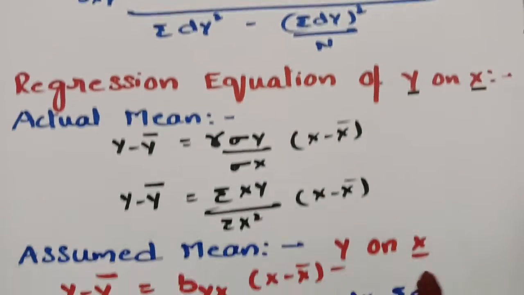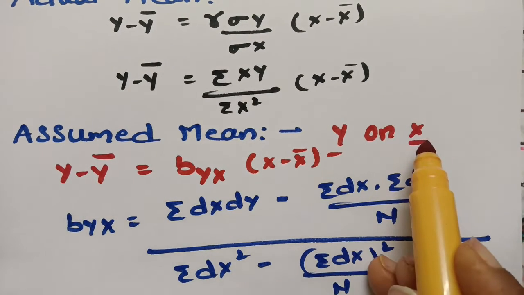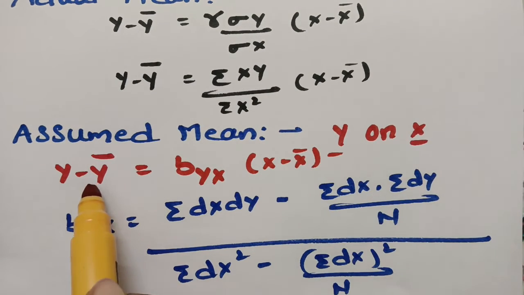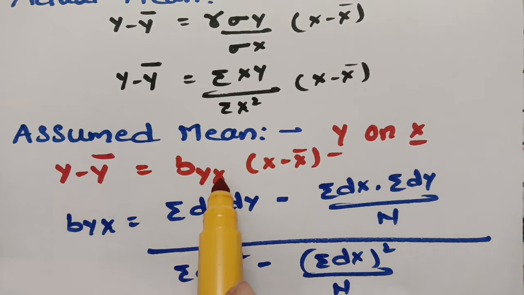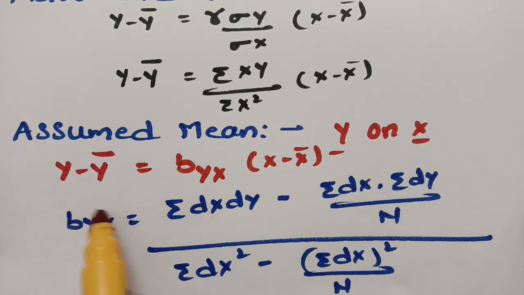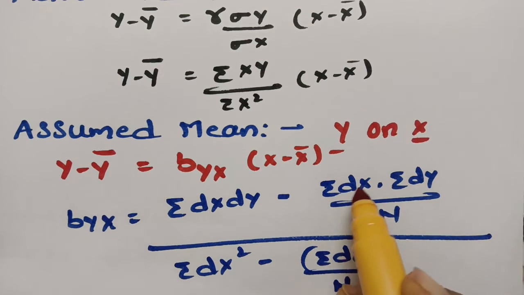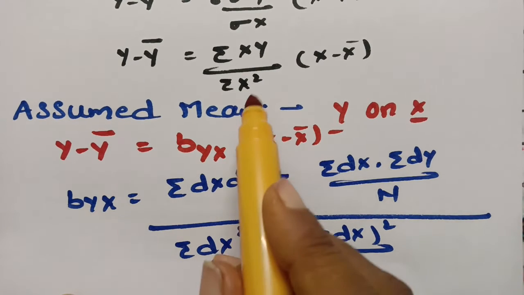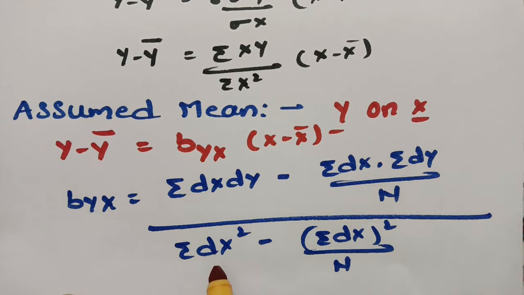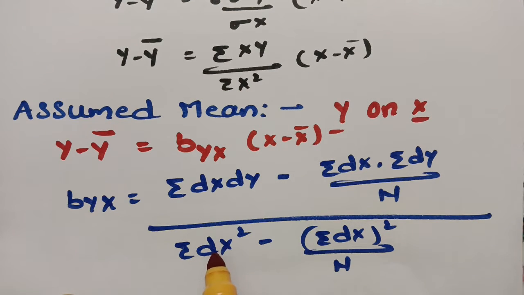For the same assumed mean, the regression equation of y on x starts with y minus y bar and ends with x minus x bar, with byx. What is this byx? byx is sigma dx dy minus sigma dx into sigma dy by n, divided by sigma dx square minus sigma dx whole square by n, since here there is x square.